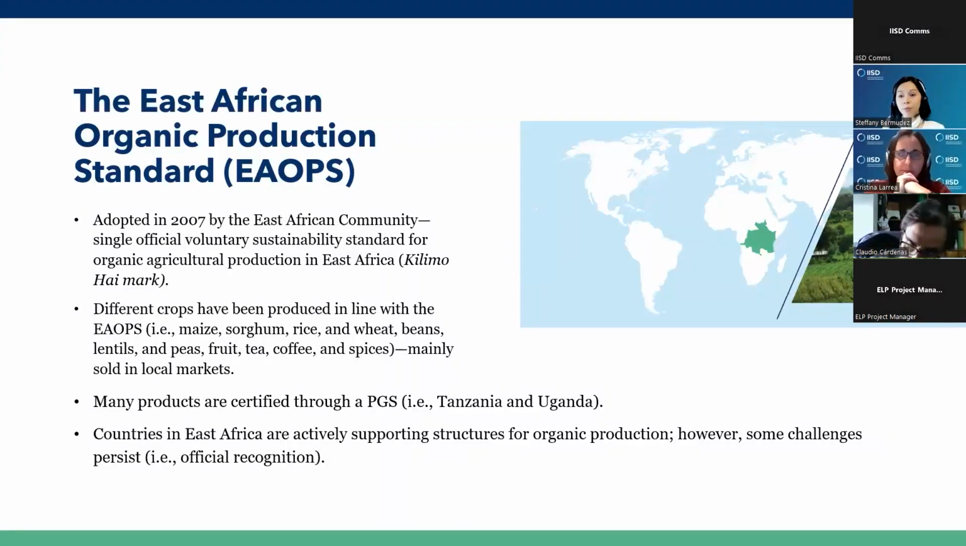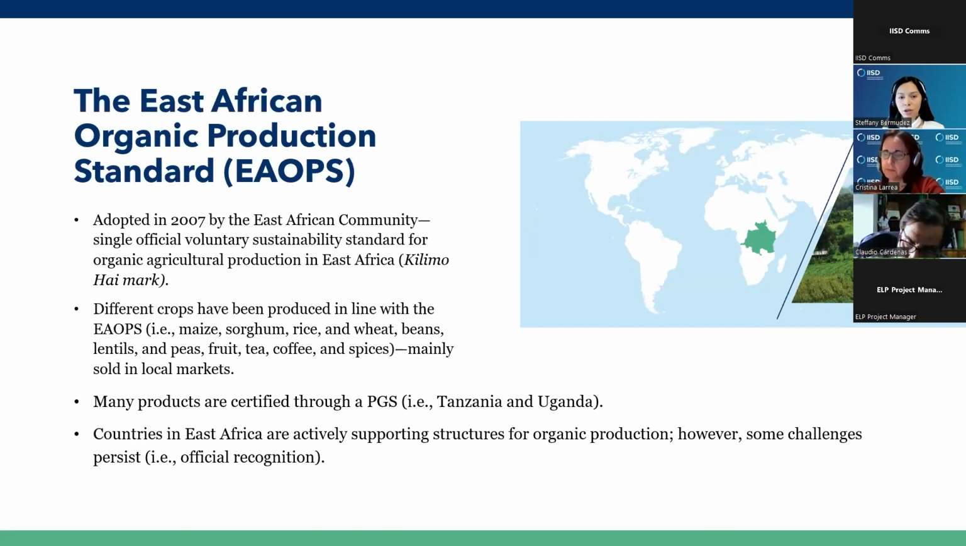Many different crops have been produced under this standard, like maize, rice, fruits, and spices that are mainly sold in local markets. So the highlight of this initiative is that the IAOPS also recognizes PGS systems to make the certification process more accessible. So groups of farmers can apply for certification together. As an example, as of 2021, 60 farmer groups were certified using PGS and IAOPS licenses in Tanzania, and more than 9,000 farmers were organized in 14 PGS groups in Uganda. So this is very important.